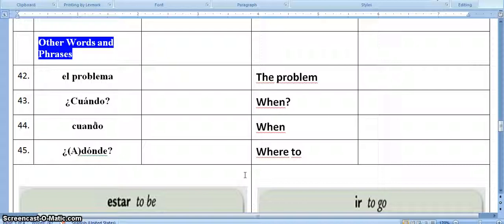Número 43 y 44. These are two words here. They mean both the same thing. It's cuándo and cuando. Notice on número 43 it's cuándo, it has an accent right here. When it has an accent, it's a question word, like, when do you go to the bathroom? Oh, when the pigs come home. That would be 44. Cuando, when it's not a question, that's when you use cuando.